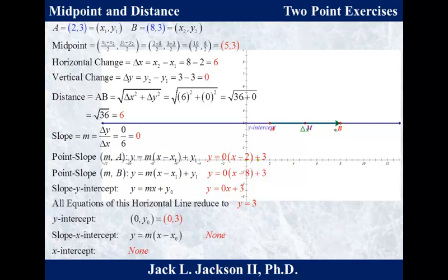So the point slope formula is y equals 0 times x minus 2 plus 3 for the one centered at A. Centered at B, it's y equals 0 times x minus 8 plus 3. The slope y-intercept form is y equals 0 times x plus 3. If you simplify any of those formulas, they just work out to be y equals 3, which is the best way to write the equation. The y-intercept, of course, is (0, 3), which you can see in purple, but there is no x-intercept, so there is not going to be any slope x-intercept form at all. So this is just y equals 3.